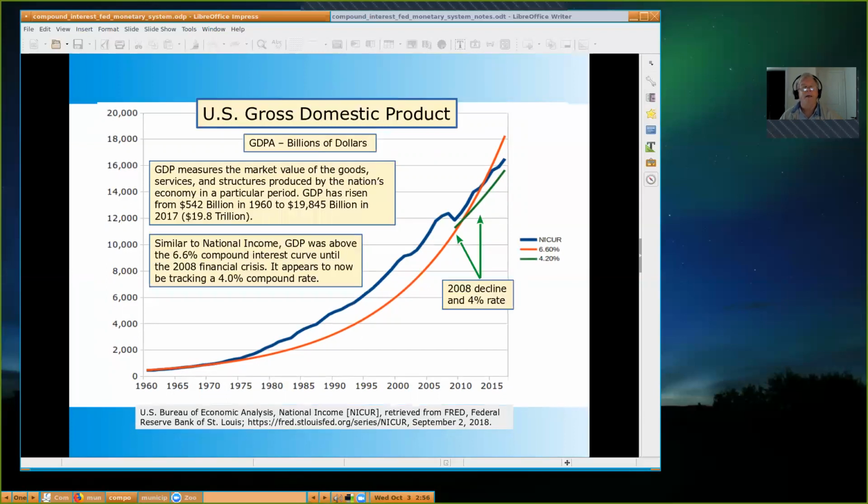Okay, and now the U.S. gross domestic product, which is, again, very similar to the national income. It's pretty much a lot of the same data. And you can see the curve is very similar. And again, you could model it with a 6.6% compound interest curve up until 2008, when it kind of changed its pattern. Seems to be 4% around now.